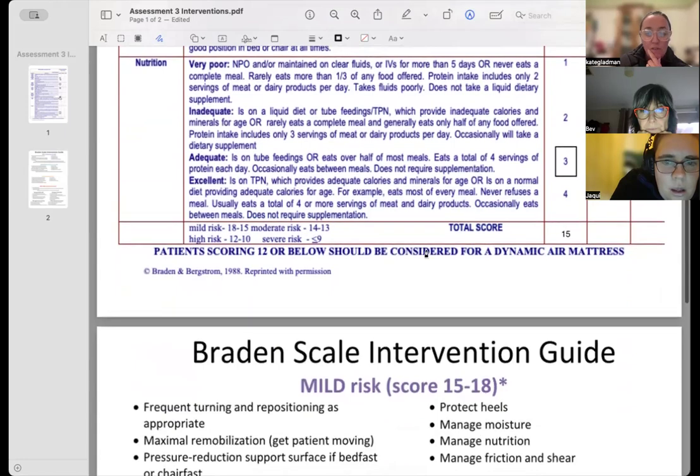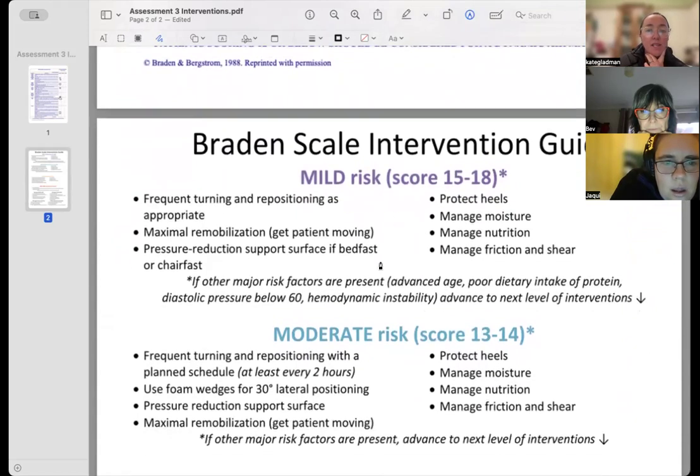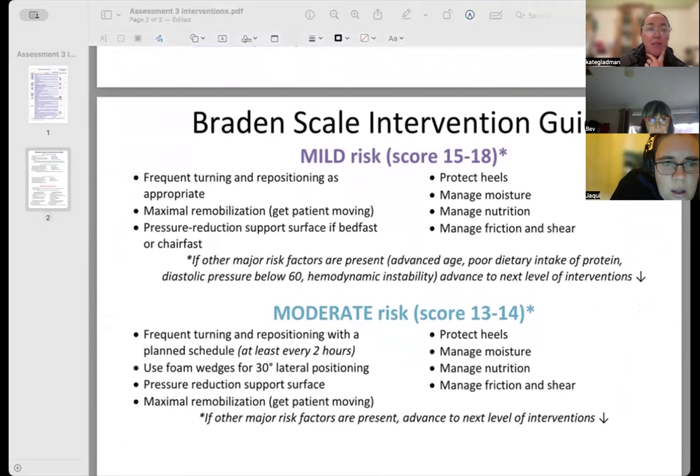So we've got score 15. So they are a mild risk, score 15. So these are the interventions that we are going to put in place for this patient. So frequent turning and repositioning as appropriate, maximum remobilization, get patient moving. That's more of a post-op thing with this patient. You can only do so much moving with someone who's got a broken hip. Pressure reduction support service if bed fast or chair fast. So if they are rest in bed or a patient in a wheelchair.